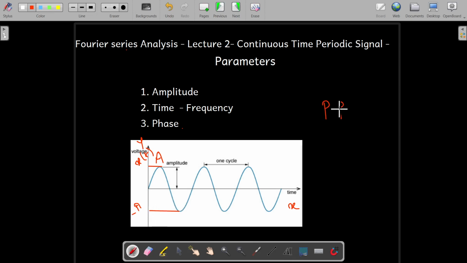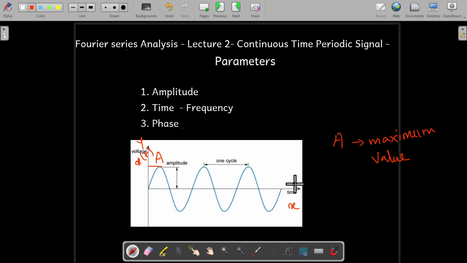This peak to peak will usually give you the amplitude. Peak to peak means the whole height. It is a minus of minus a, so the total would be 2a. In some cases the peak to peak value is measured, but usually we go with the positive half cycle or negative half cycle, like that only we'll take. So the amplitude of the signal is a here. It is the maximum value the signal reaches.